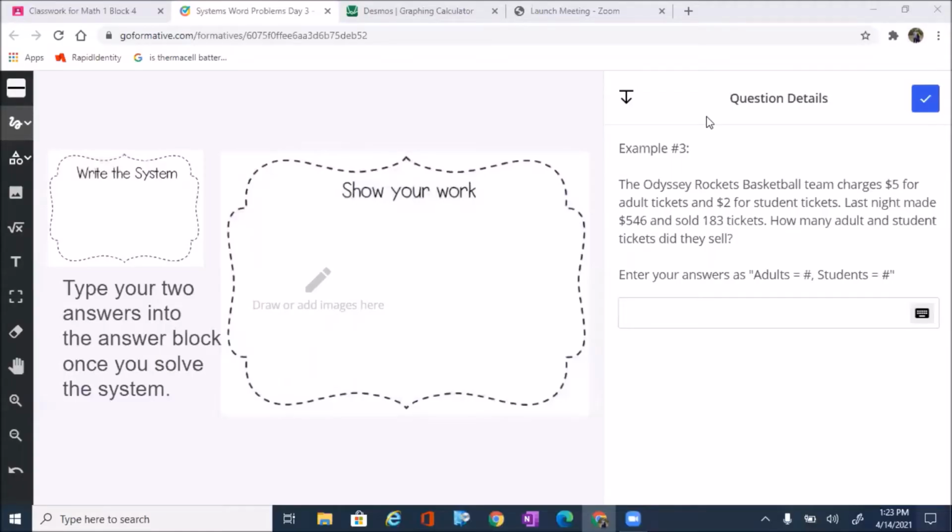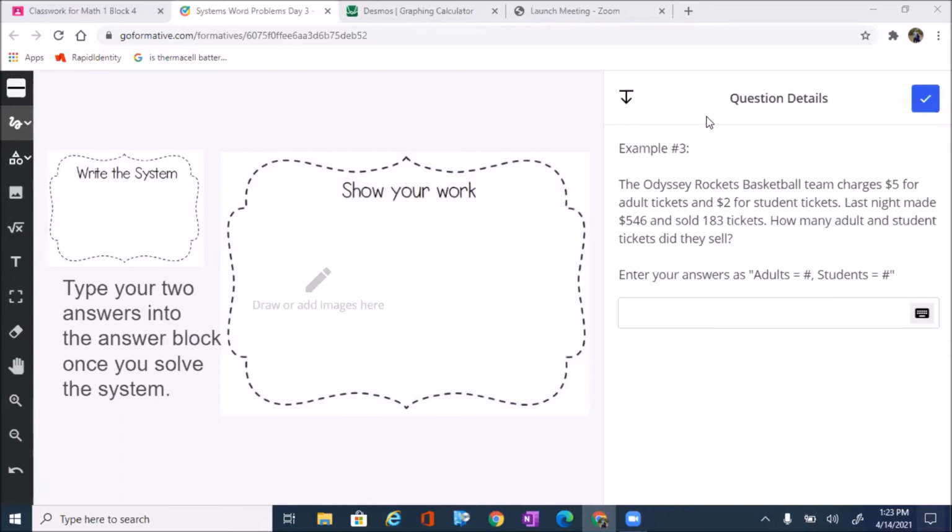All right. So the Odyssey Rockets basketball team charges $5 for adult tickets and $2 for student tickets. Last night made $546 and sold 183 tickets. How many adult and student tickets did they sell?